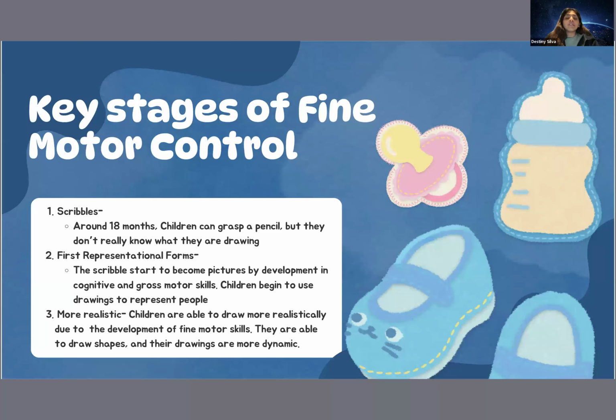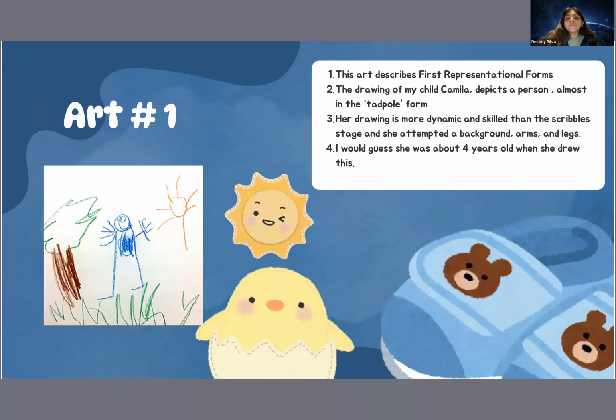Right here are key stages of fine motor control in regards to drawing or art. So 1 is scribbles, 2 is first representational forms, and 3 is more realistic, which follows the ages. So right here in art number 1, the drawing that is presented looks to be a human in a tadpole state. And the hands look all funny. So this is a first representational form that she did.